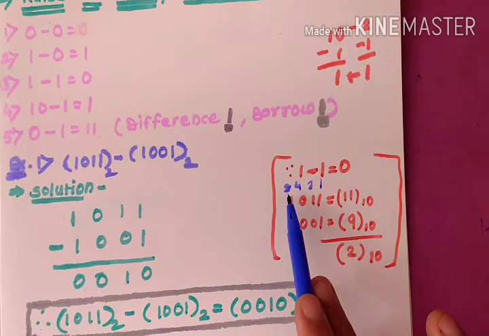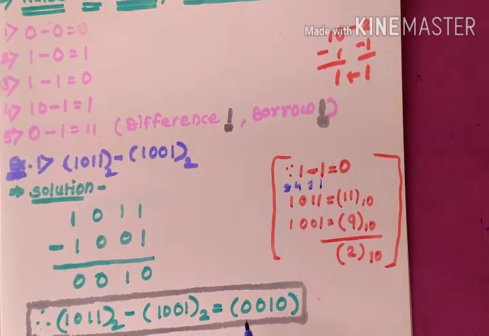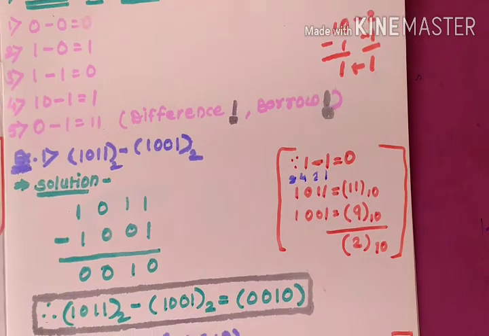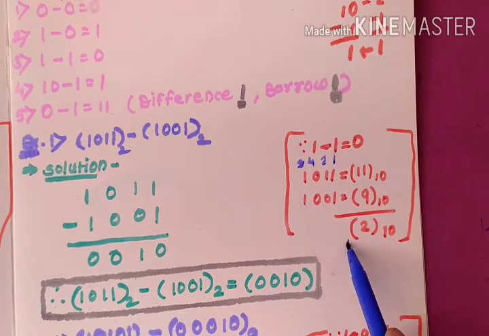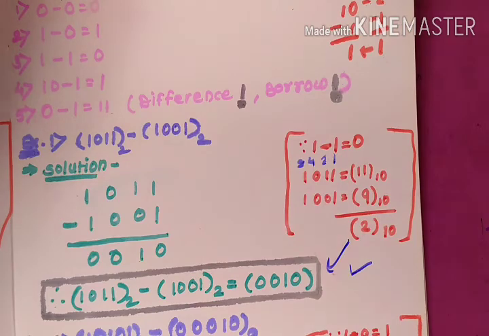by using this 8421 shortly. We get 0010. Finally, we'll write the answer: 1011 binary minus 1001 binary equal to 0010 binary. Is that clear, students? So this is a verified correct answer. Now let us see another example.